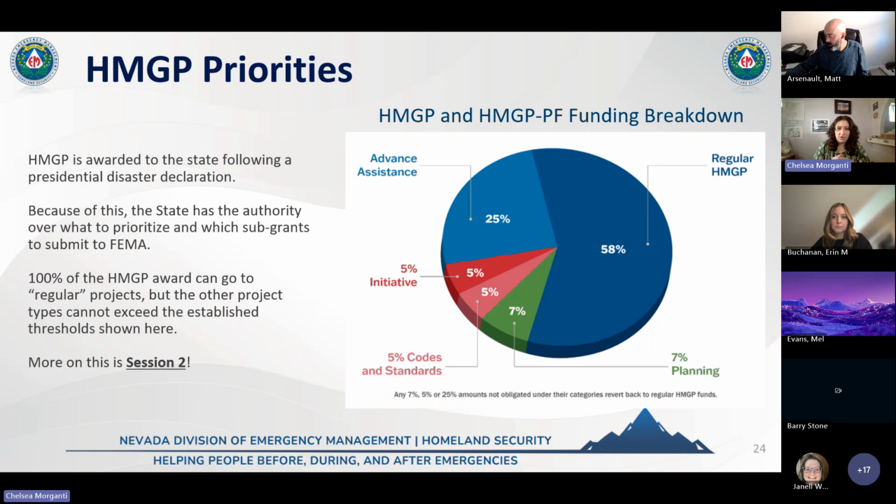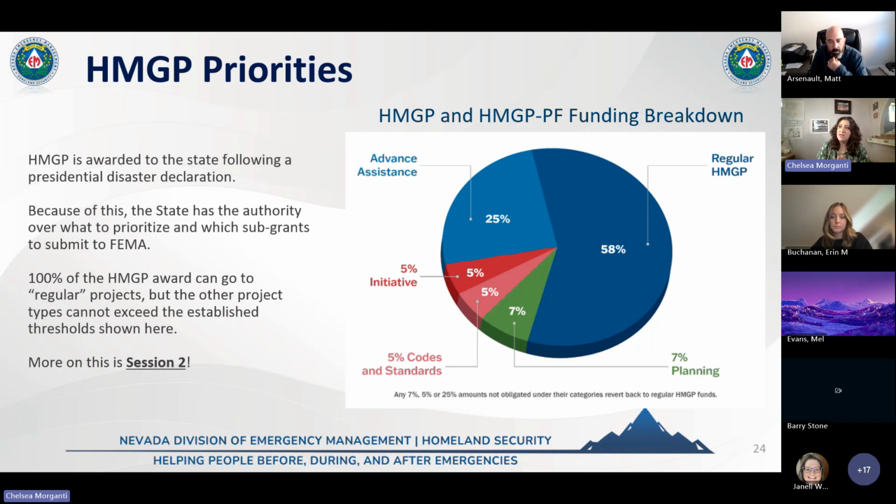Regular projects are going to refer to your construction type projects. Advanced assistance refers to the types of projects where you have an idea, but don't quite have all of the federal requirements met. Your 5% are going to be related to education, growing and expanding. Codes and standards are also a priority for making a more resilient housing stock so that homes aren't as damaged as they were before.